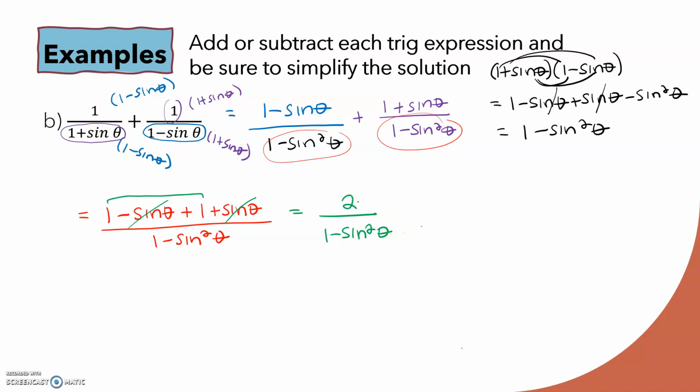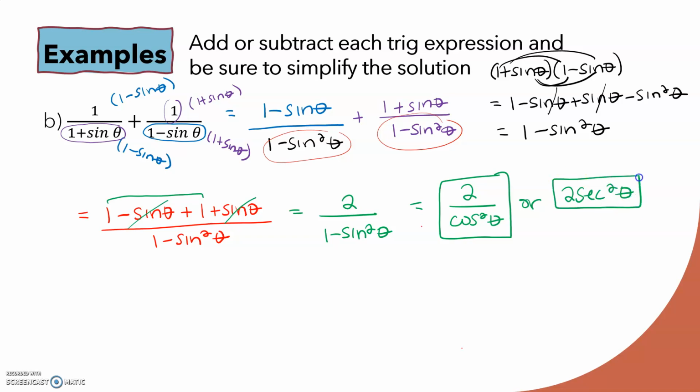Now, we don't want this because I have that 1 minus sine squared theta. That is a trig identity, and we do want to use that Pythagorean identity if I can. 1 minus sine squared of theta is cosine squared of theta. So now this would be the simplest form, or we could also write this as 2 secant squared of theta as well. So I will accept either of those answers.